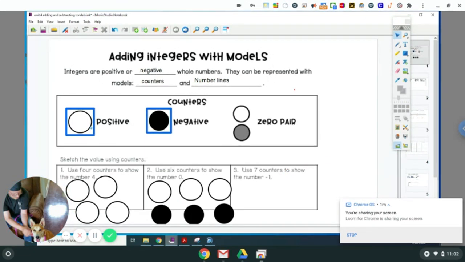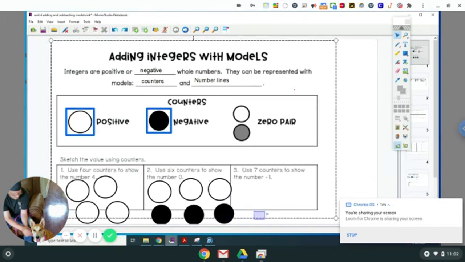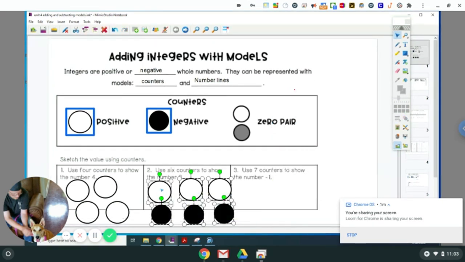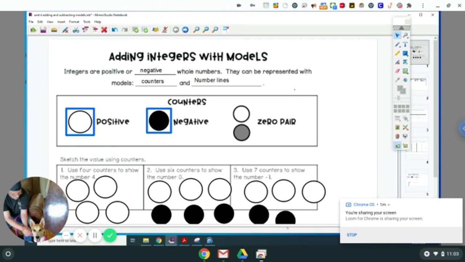So I'm going to do this again. So I'm going to have these 6 counters that I used in problem number 2, but I'm also going to add an additional negative. So that's 6 counters, so that's 0. Then I add one more negative, and that'll be a -1.